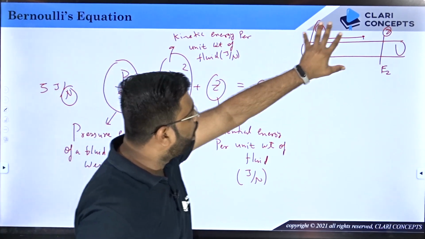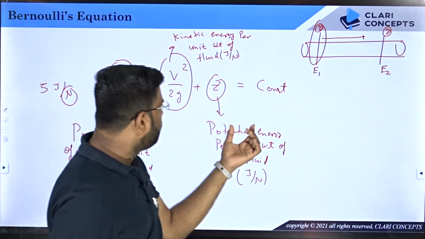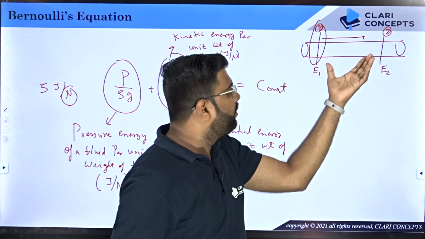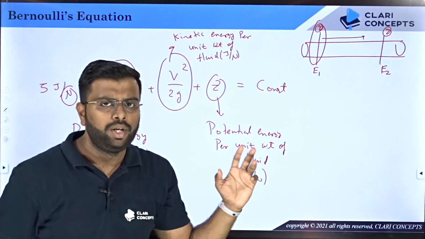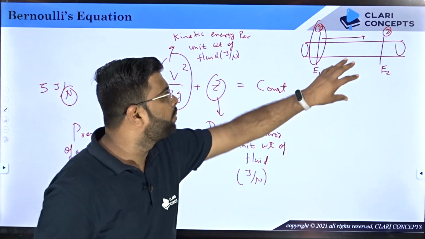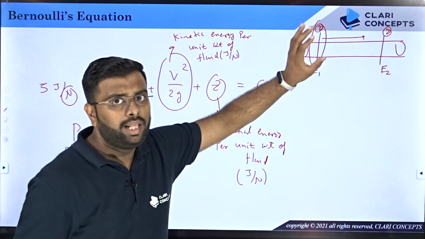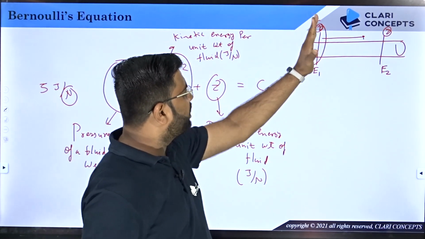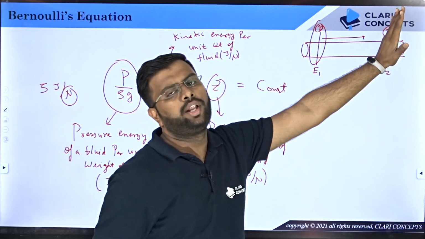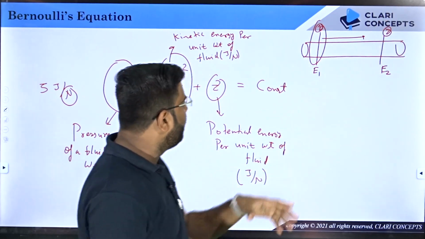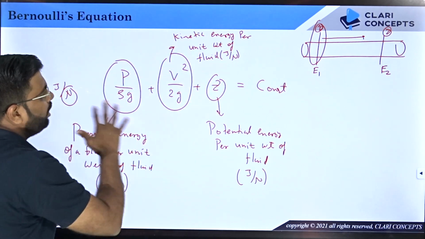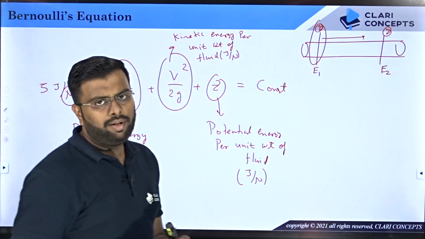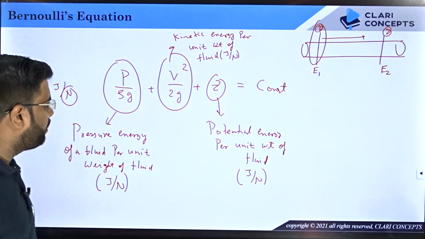Now when you move down to another section along the same line, if between those two sections there is no energy provider and no energy extractor, that means neither a pump nor a turbine, in that case you can say that the energy at this section is equal to the energy at the other section, the total energy of the fluid, right? So it may happen that pressure head can be turned into kinetic, kinetic into pressure, but the total summation will be maintained constant. We will see some numericals on this to make you understand better.